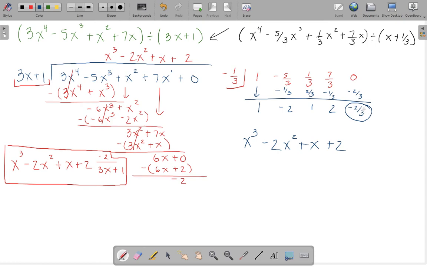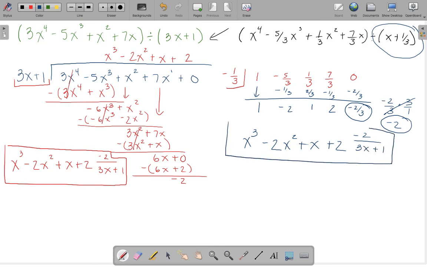But this negative 2/3 doesn't seem to match up with this negative 2 because we divided by 3 at the outset. So in order to get this to be more recognizable, we need to take this negative 2/3 and multiply it by 3. And when we do, the 3's cancel out, leaving me with negative 2 over what? Not over this x plus 1/3, but over the original divisor, which was 3x plus 1.